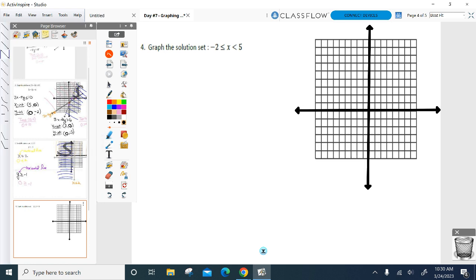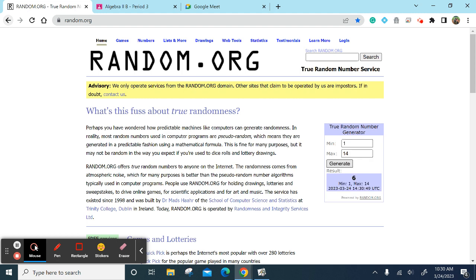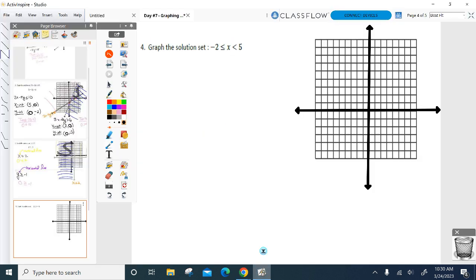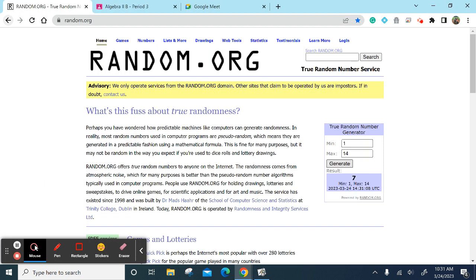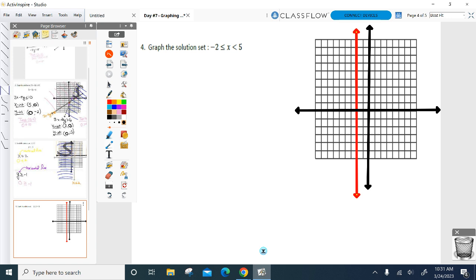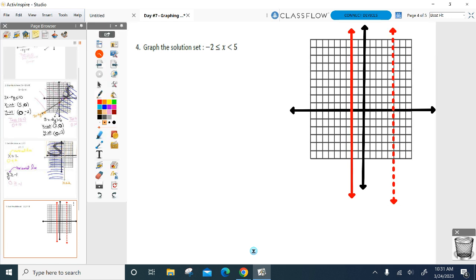At -2, what are you graphing? Solid or dashed? What do you got here? Solid, because it's got the or equal to. And then how about the 5? What do you got, Tim? Dashed. Good, because it doesn't have the or equal to. So there are my 2 lines. That's all I need. And now we just got to talk about shading.